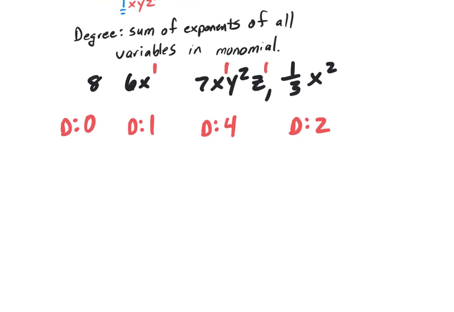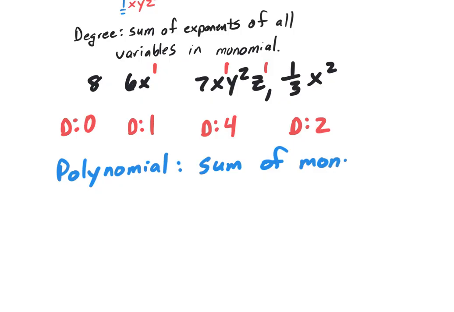Okay, a lot of vocab today. The next one is what today's lesson is all about, a polynomial. A polynomial is a sum of monomials.